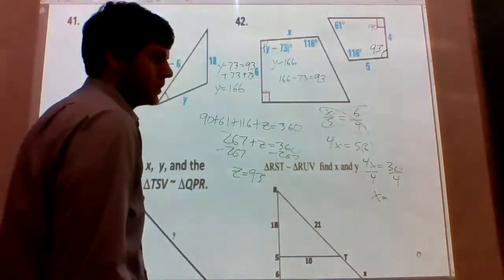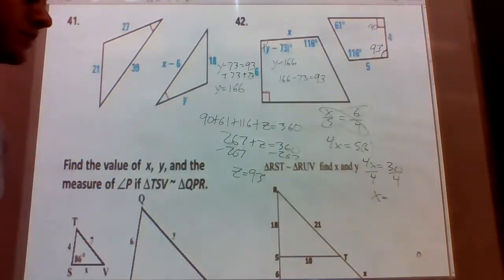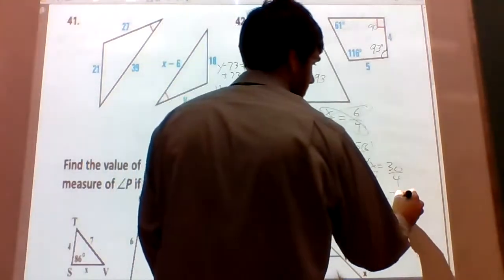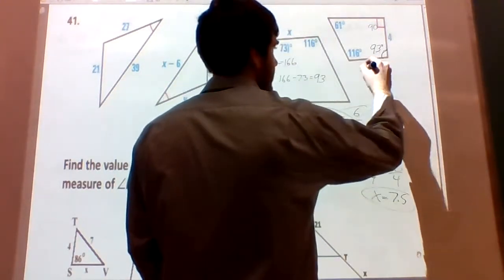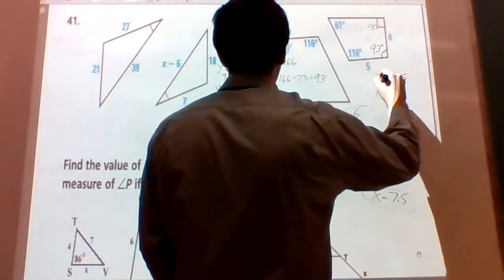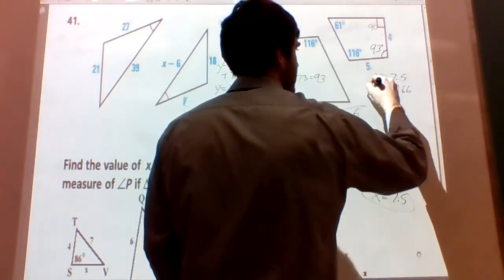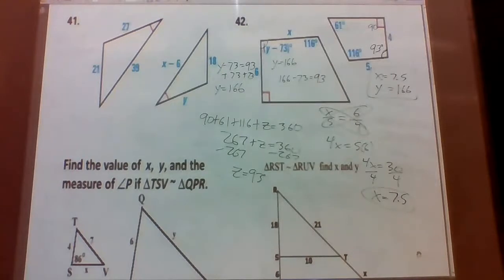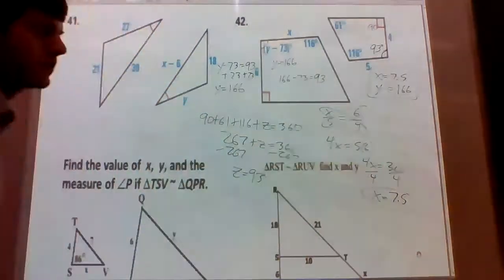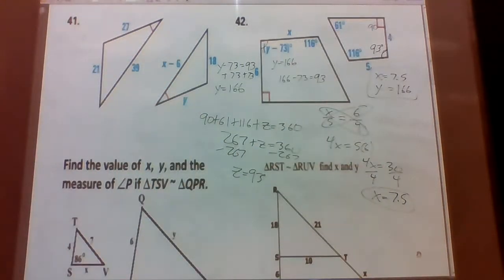4x equals 30. 30 divided by 4 is going to be 7.5. So x equals 7.5, y equals 166. Right? 7.5 over 5 is 3 over 2. 6 over 4 is also 3 over 2. 1.5.